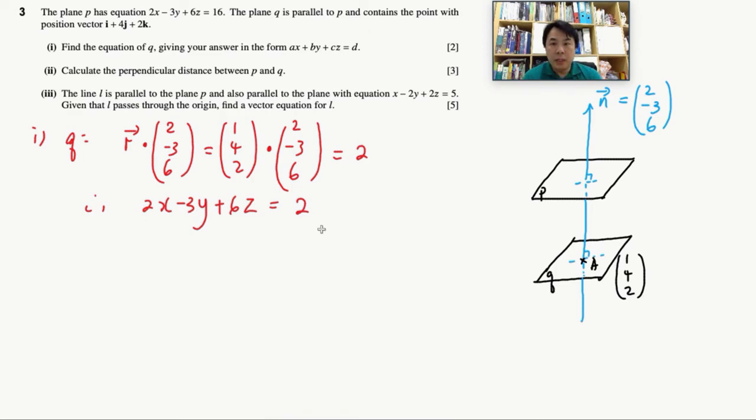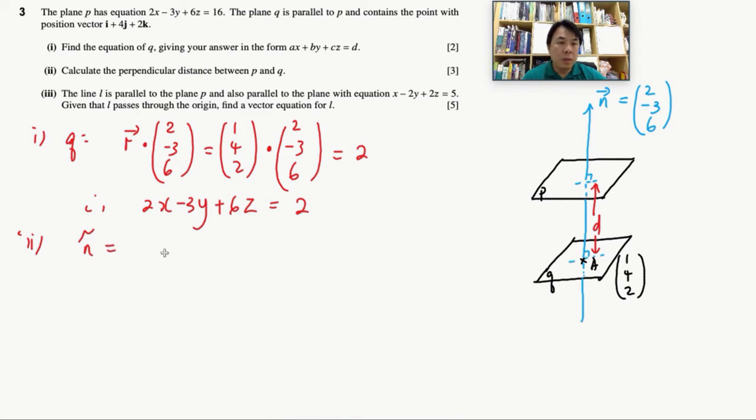Number 2, calculate the perpendicular distance between P and Q. Since P and Q are parallel to each other, we just need to work out the perpendicular distance as shown here. The perpendicular distance must be the distance between this section here, D. Now the proper way to work this out is by making use of the unit vector in the direction of the normal. So we're going to work out the unit vector in the direction of the normal here.